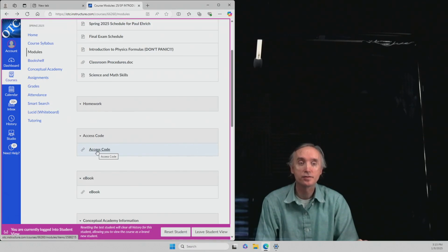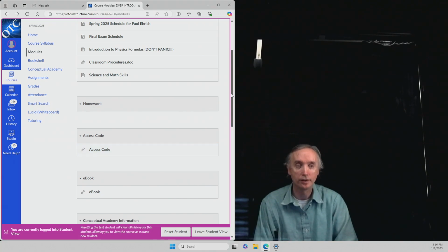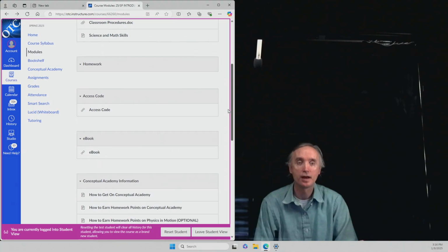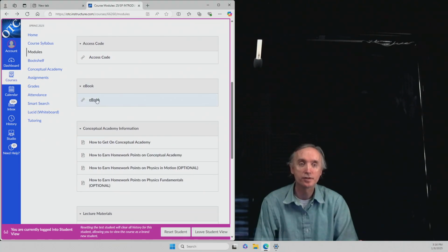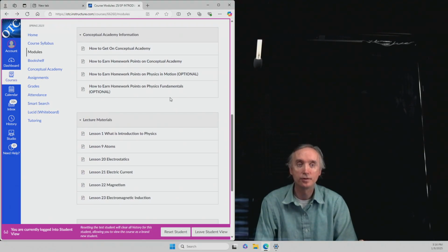Okay, then the access code for getting onto Conceptual Academy is going to be located here, but we're going to do this the first week of class. So don't worry about it yet, but I'll show you how to get to that website. And then here's how to get to the electronic book, Conceptual Physics by Paul Hewitt. And then here's instructions on how to get onto Conceptual Academy.